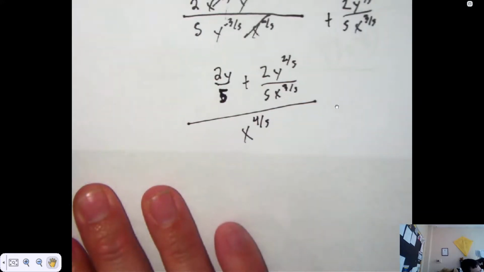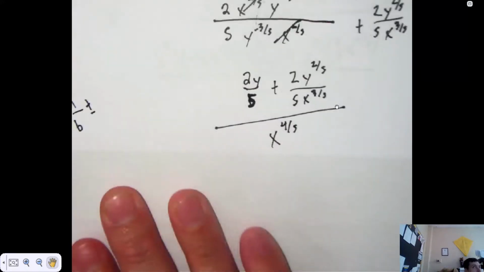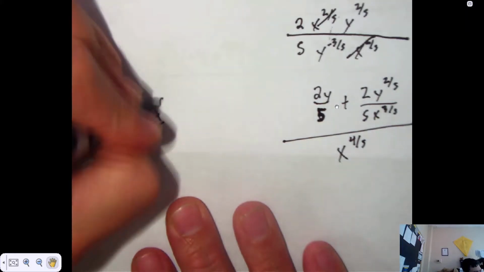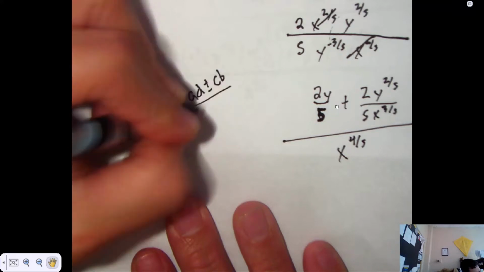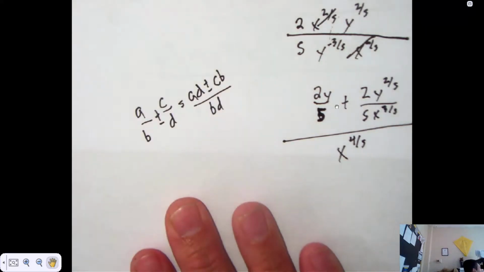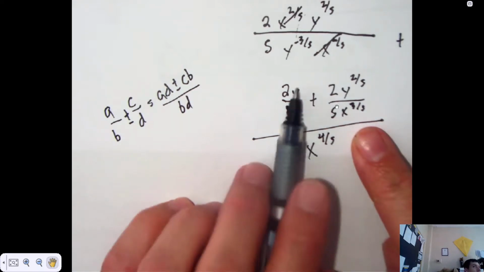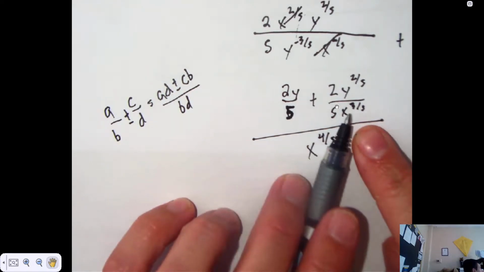I think I made your class memorize this rule. A over B plus or minus C over D is AD plus or minus CB over BD. No, don't remember. It basically means give the other guy the piece he's missing.